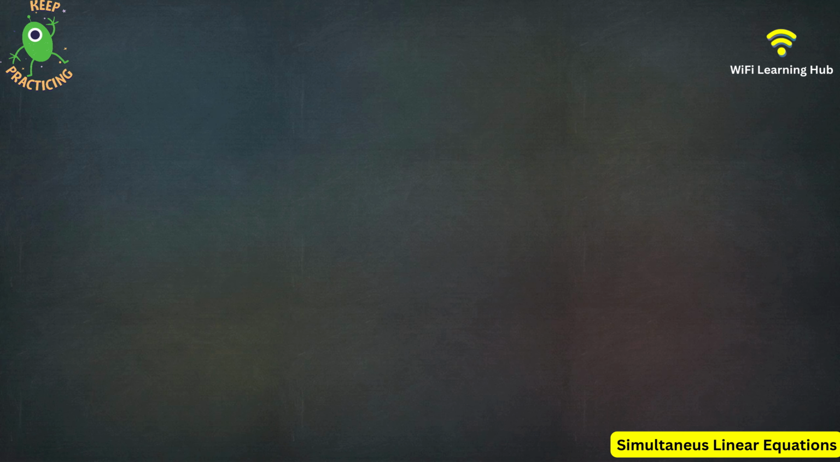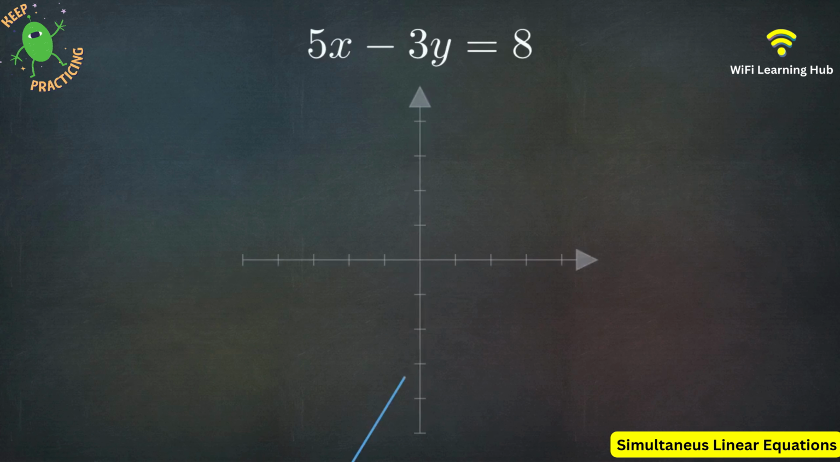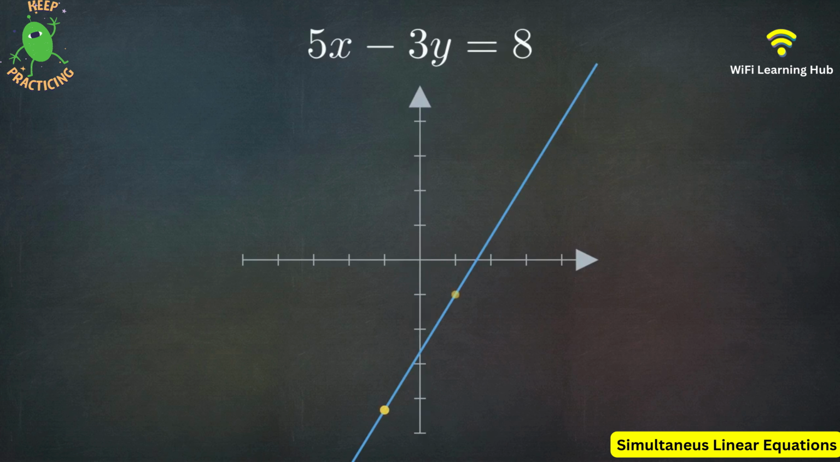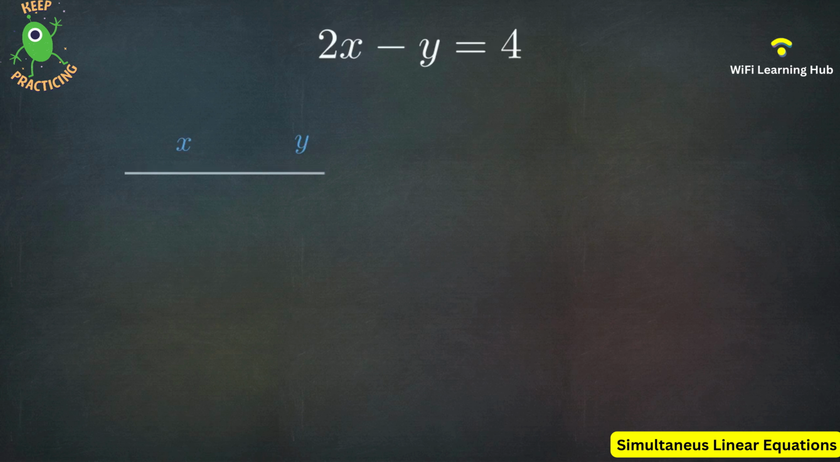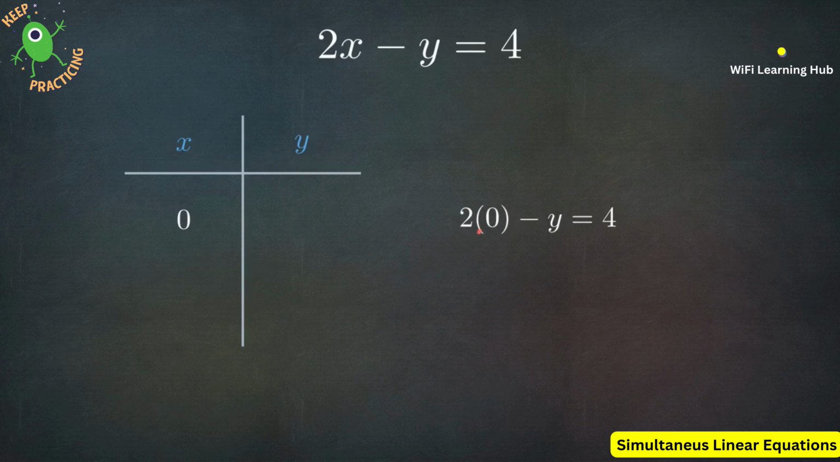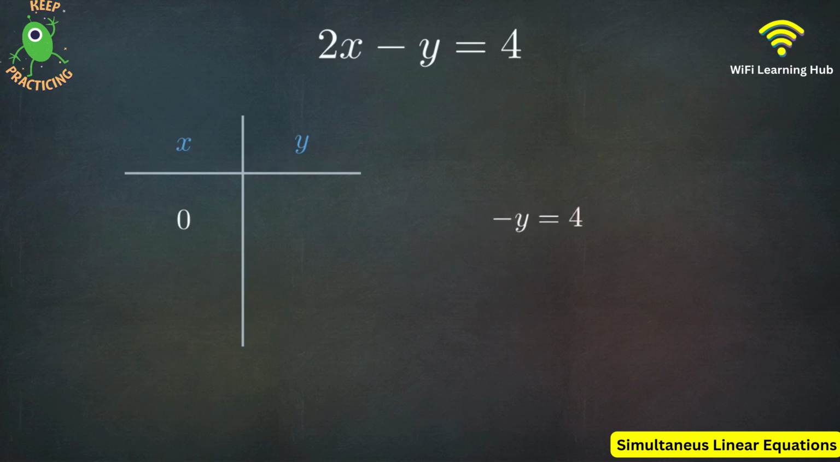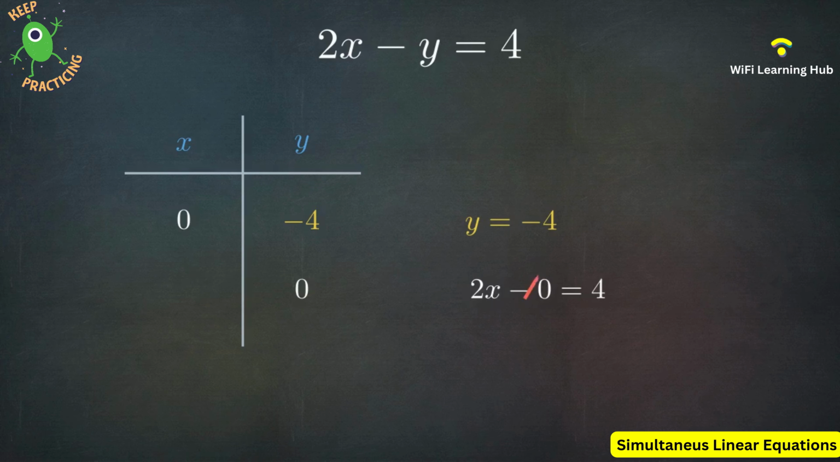Every linear equation forms a straight line, where every point along it is a valid solution. Let's try graphing a new equation. 2x minus y equals 4. To draw it accurately, we need to find some specific coordinate points. We can use the 0 trick to avoid messy fractions. First, plug in 0 for x. The 2x term completely vanishes, leaving negative y equals 4, which means y equals negative 4. Our first point is 0, negative 4.